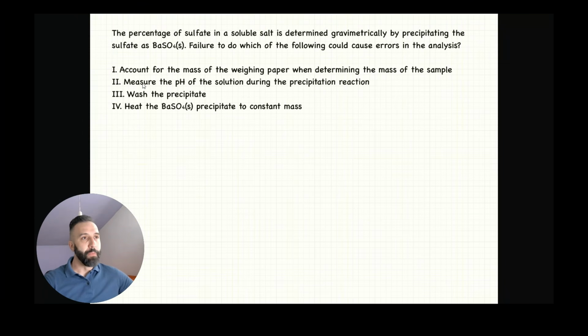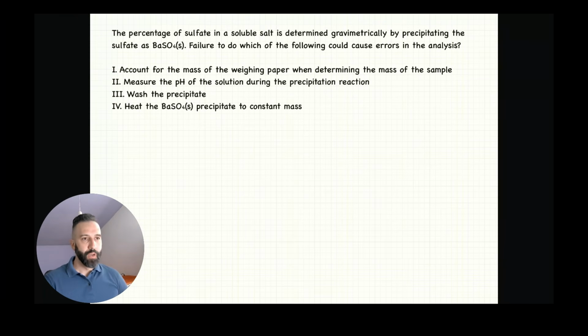Two, measure the pH of the solution during the precipitation reaction. Okay, this is a longer story, but pH influences the precipitate formation. So if the pH is wrong, you won't get enough precipitate. So again, we will explain this more later in unit 7, is it? Acids and bases.